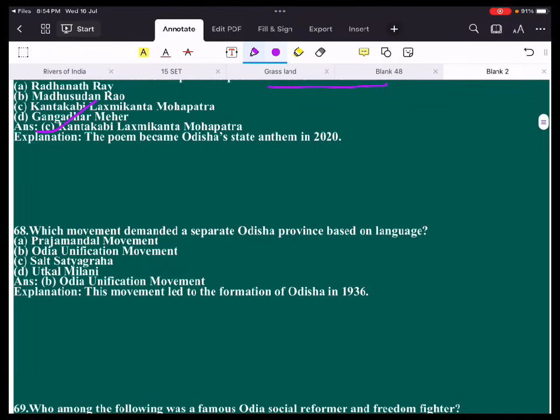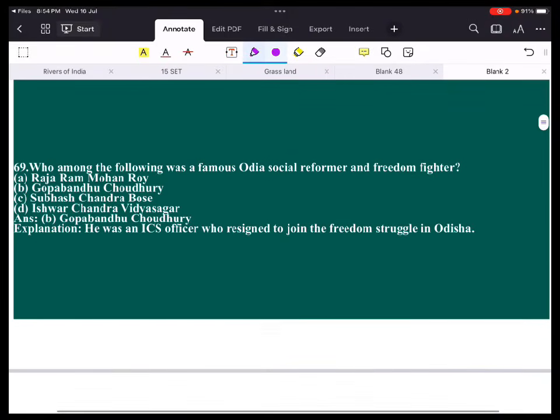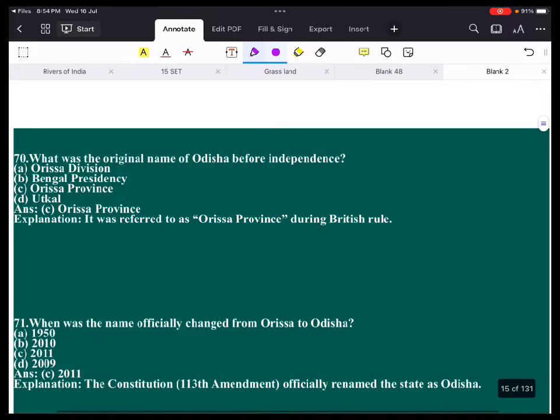Which movement demanded a separate Odisha province based on language? That is the Odia Unification Movement. Option B. Who among the following was a famous Odia social reformer and freedom fighter? That is Gopabandhu Chaudhary. Option B. What was the original name of Odisha before independence?